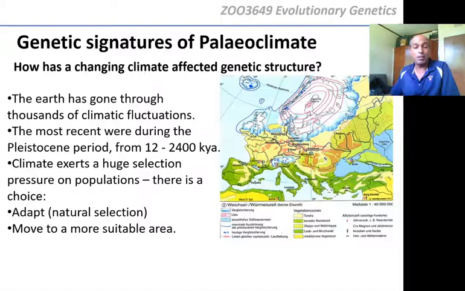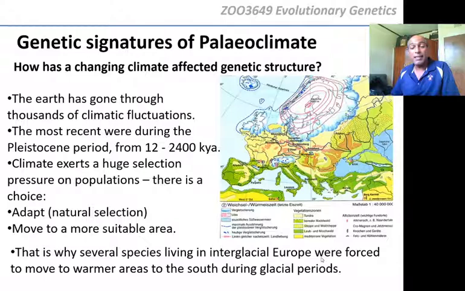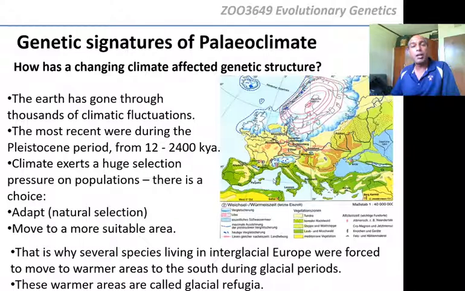And so that is why several species living in interglacial Europe were forced to move to warmer parts down here, down in the south towards the equator. Warmer parts in the south during glacial periods. And during these glacial periods, these cold periods, these warmer areas were known as glacial refugia. Okay? So they took refuge. The animals were escaping the ice, they took refuge in these glacial refugia.